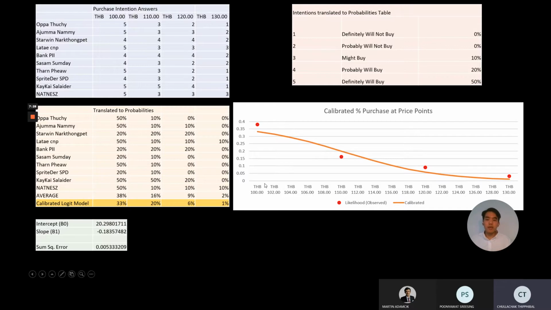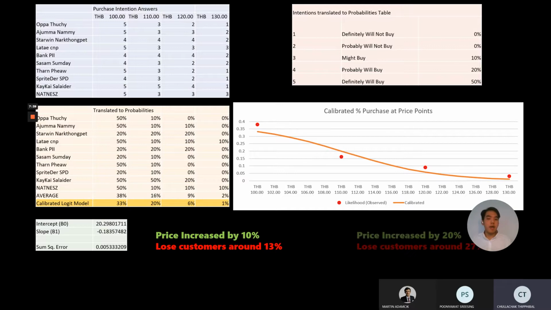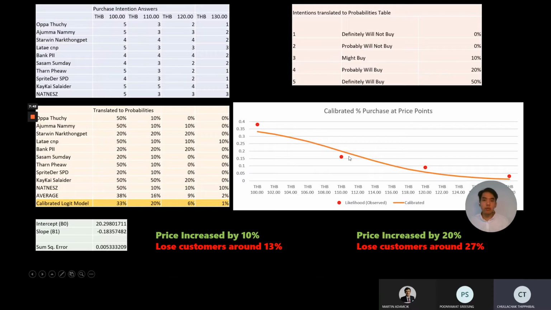So what is this telling me? It's telling me that if I increase the price by 10%, from 100 baht to 110, I will lose around 13% of the customers. And if I increase the price by 20%, I will lose about 27%. So I better stick with the average price, or the price that I get from the competitors, which is 101.